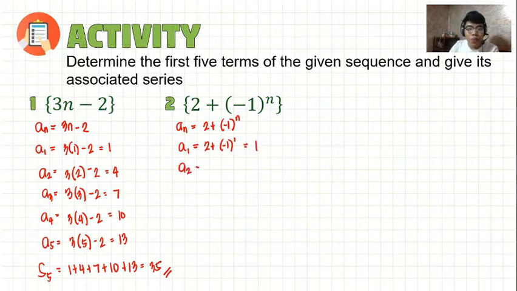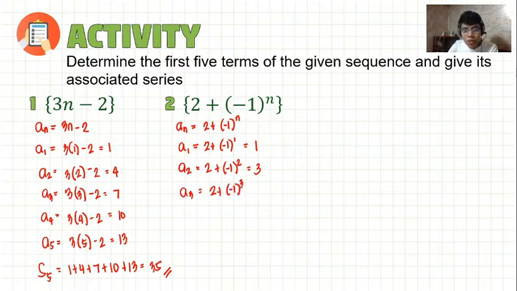A sub 2, we have 2 plus negative 1 raised to 2. So this will become 2 plus negative 1 raised to 2 is 1. So we have 3. A sub 3, we have 2 plus negative 1 raised to 3. This is 2 minus 1, and we have 1. A sub 4, we have 2 plus negative 1 raised to 4. And that is 2 plus 1, which is 3.